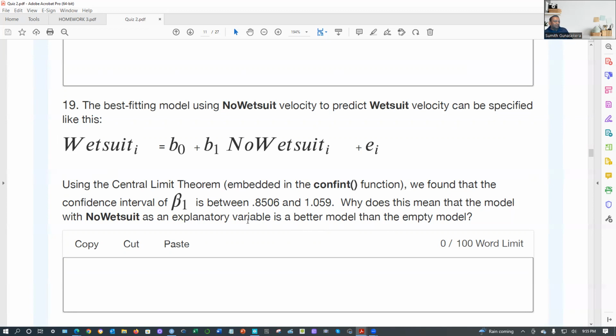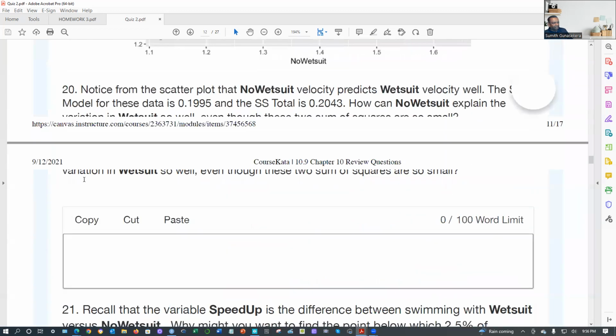But with the beta one, this means that the model with the explanatory variable is a better model. If you don't have this one, you don't have a beta one. You go to the empty model, you don't have this, then you don't have a slope. You have this guy only. When the slope is added, this value is going to be between this one and that one. They both are positive values because of the speed up. Because of that, we can say it's a better model. You just read more and get more ideas about how to explain that one. I want to leave that one for you guys to do.